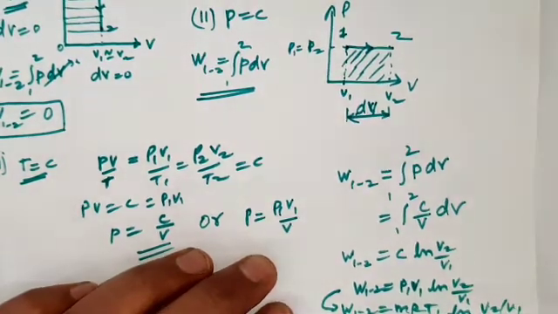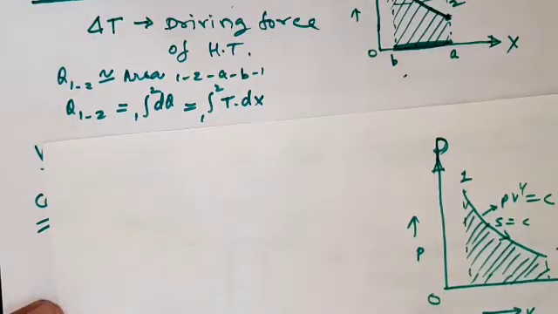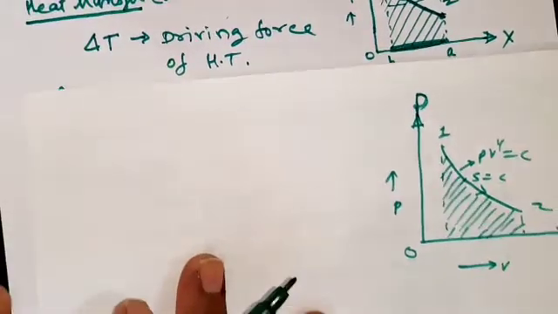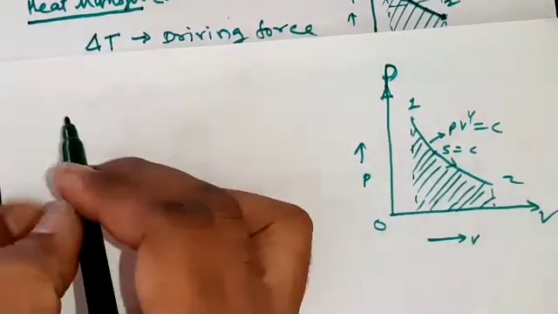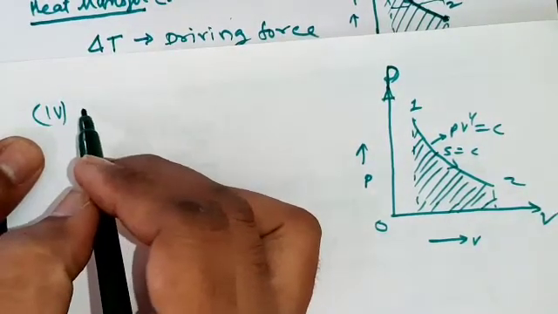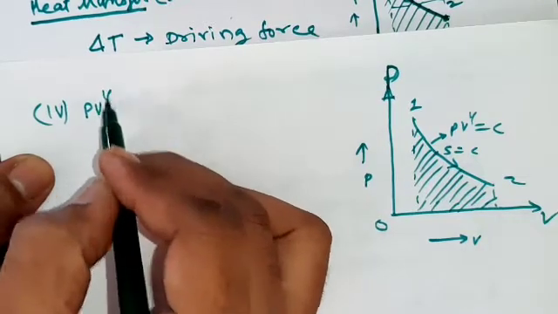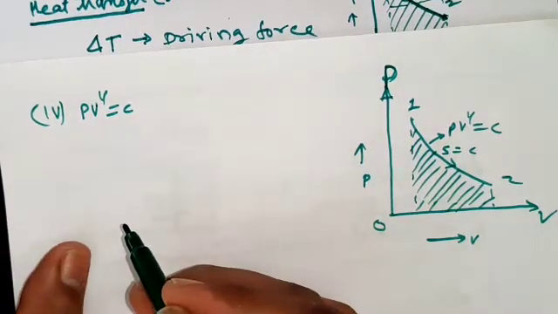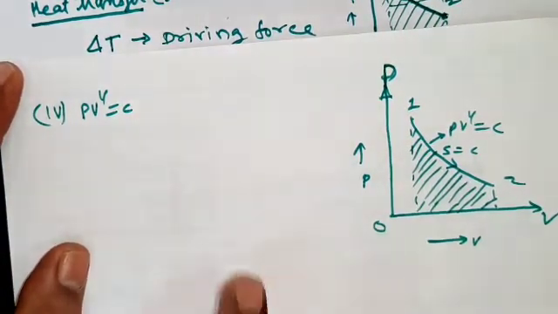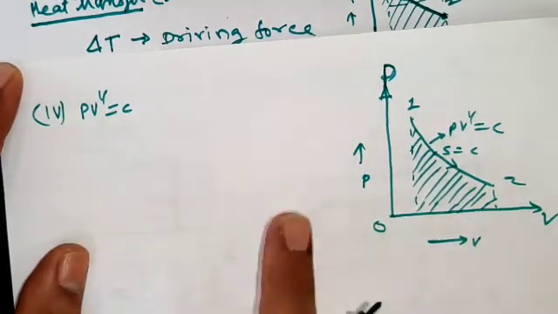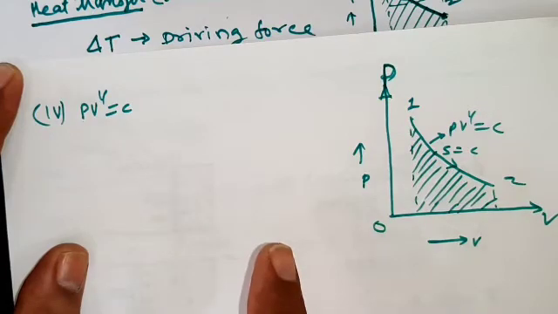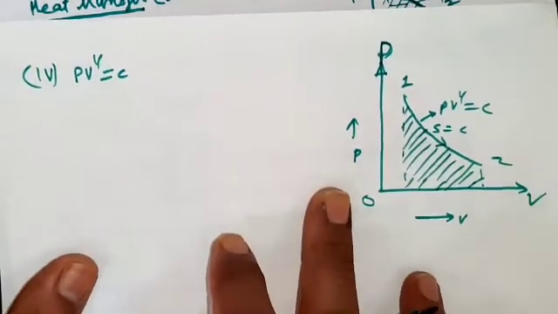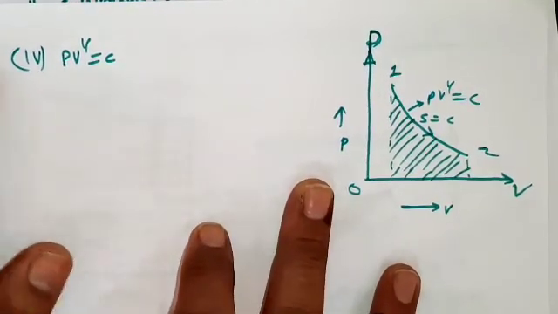Now we will discuss the adiabatic process. So in case fourth, for the adiabatic process, this will follow the law PV^gamma is equal to constant. A process is said to be an adiabatic process if there is no heat transfer to the system or from the system.